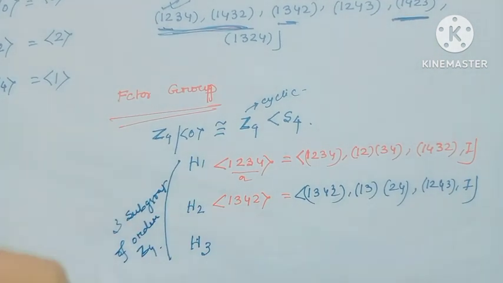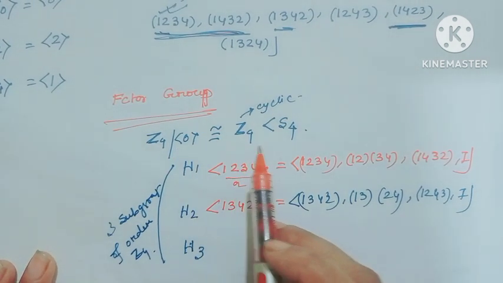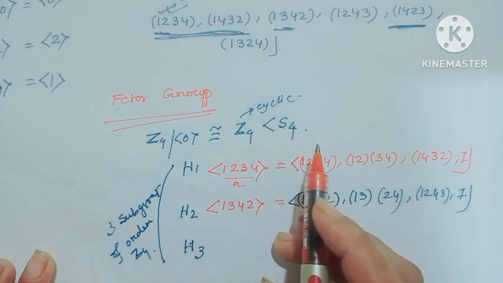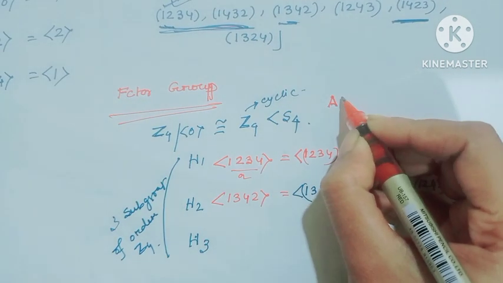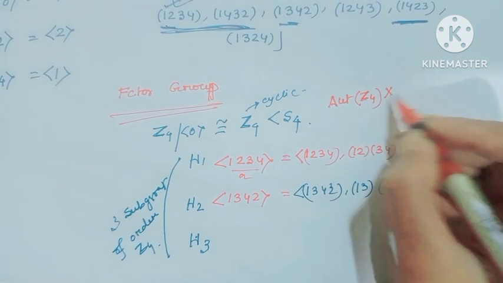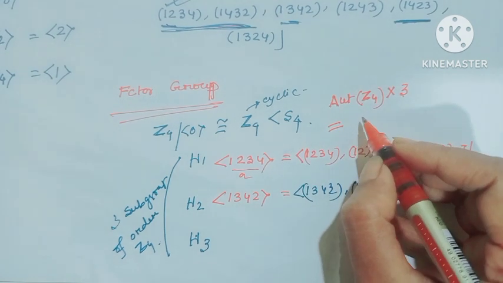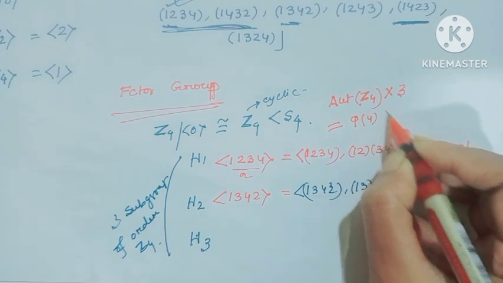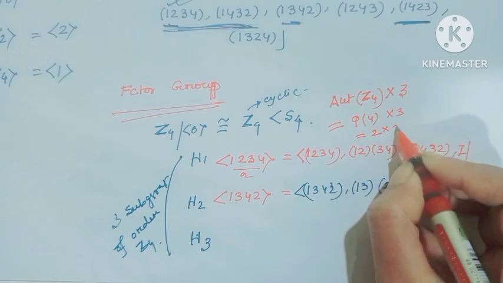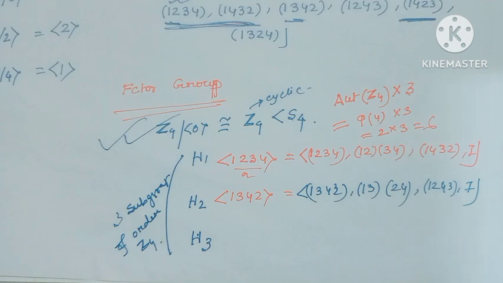So the number of homomorphisms when the quotient group is isomorphic to Z4 would be calculated by the automorphisms of Z4, and the number of order 4 cyclic subgroups in S4 is 3, and the automorphism group of Z4 has order phi(4) = 2. So 2 into 3 equals 6. That means there are 6 homomorphisms when the factor group is of such type.